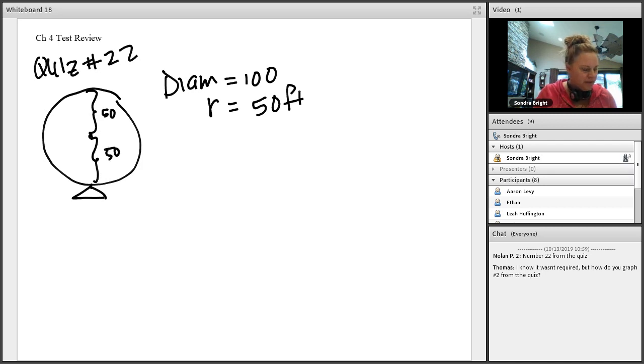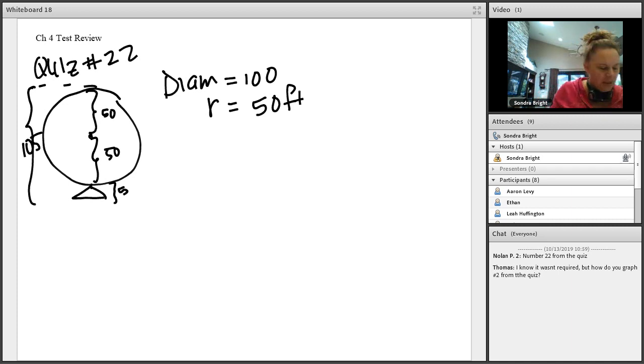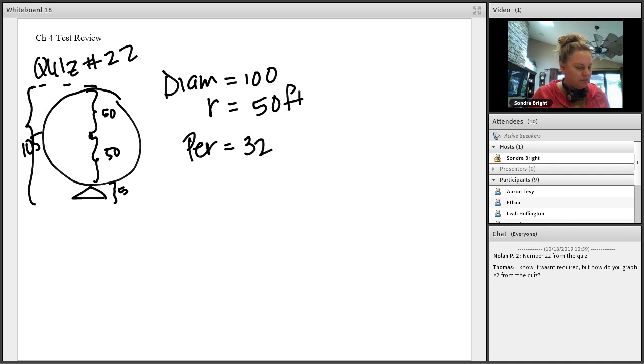And then it says it rises to 105 feet off the ground, and so all the way to the ground is 105 feet. And so if the diameter is 100 feet, then that means that it's off the ground 5 feet right there. And then each revolution of the wheel takes 32 seconds. That's your period. The period is 32 seconds since it's the time it takes to go around once.